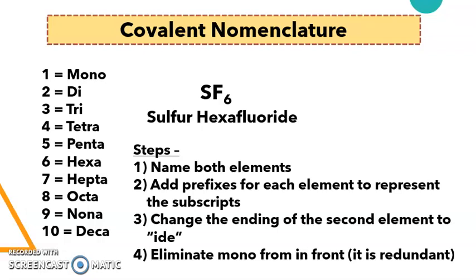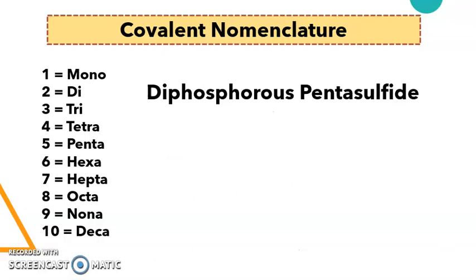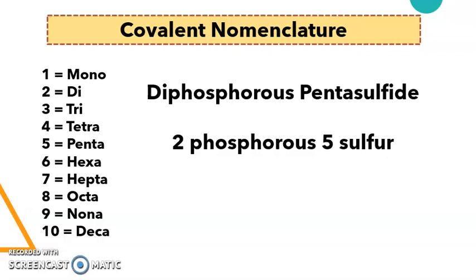Now, before we completely leave this topic of covalent nomenclature, I want to make sure that we practice with the reverse direction. What happens when you're given a name and you're asked to provide a chemical formula? Well, we just need to decode this, but in the opposite direction. So what is diphosphorous pentasulfide trying to communicate to us? Well, the prefix di means 2, and the prefix penta means 5. So write it down. It's saying 2 phosphorus and 5 sulfurs.